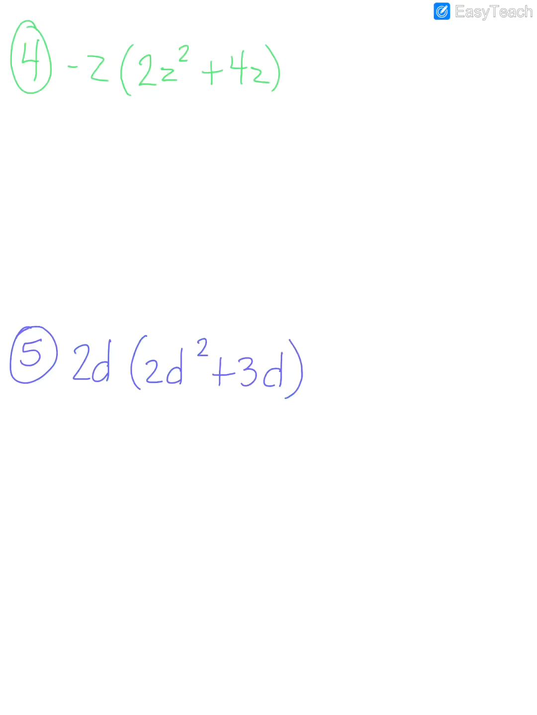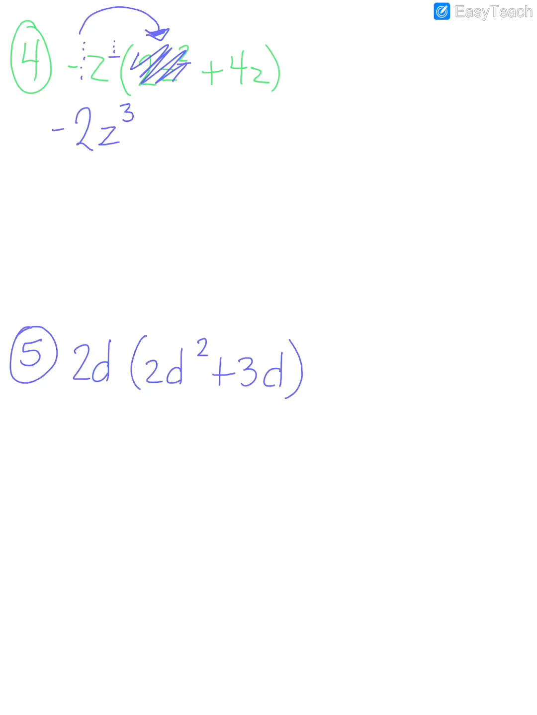Going on to the last couple problems that we have. We have negative z. So we have an invisible one there and an invisible one here. And we're going to go ahead and distribute it again. So distribute this here. Negative 1 times 2 gives us negative 2. And then z. And then add your exponents here, which is to the third power. We're done with this one.